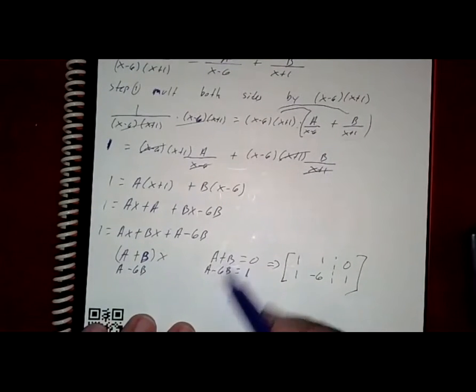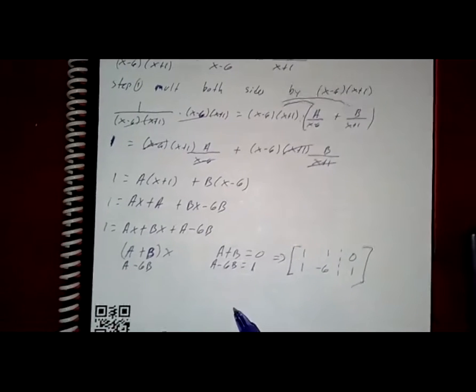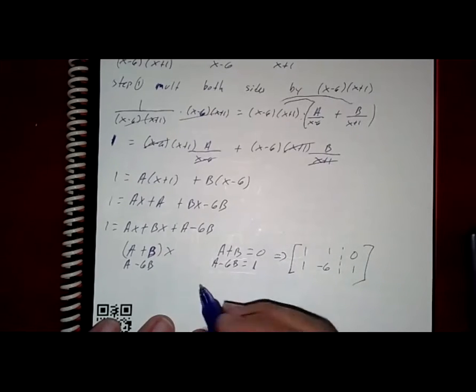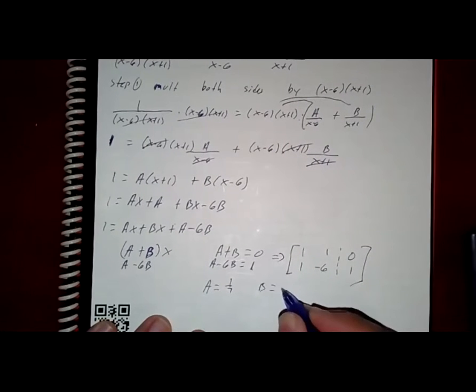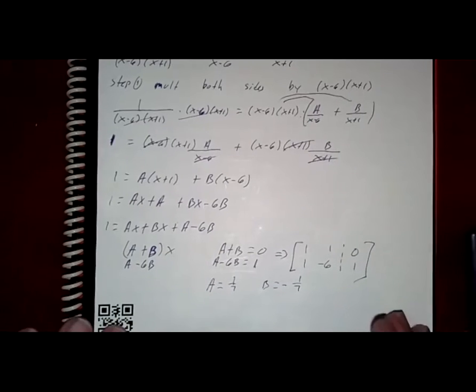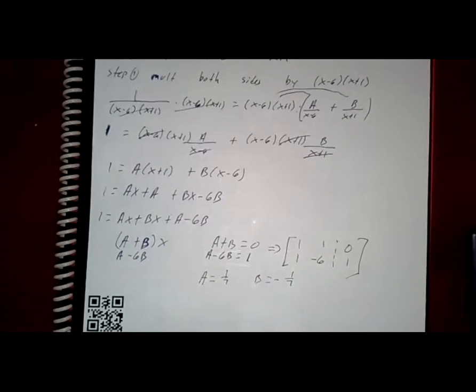When you solve this, you can also do elimination or substitution. But this is an easy one. You don't have to use matrix. You can just use either method. It doesn't matter to me. A is 1/7. B is -1/7. Okay. You guys remember how to do elimination or substitution? I don't.